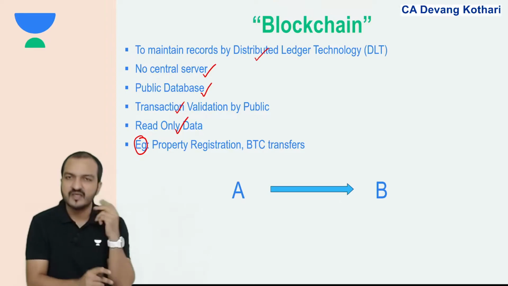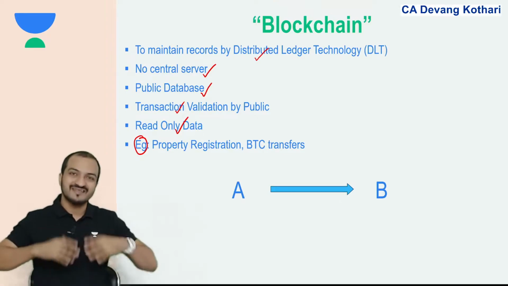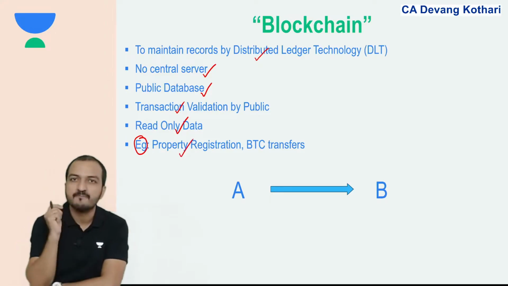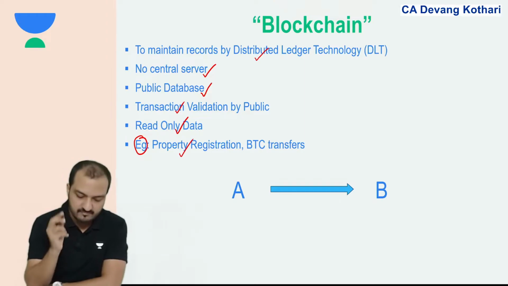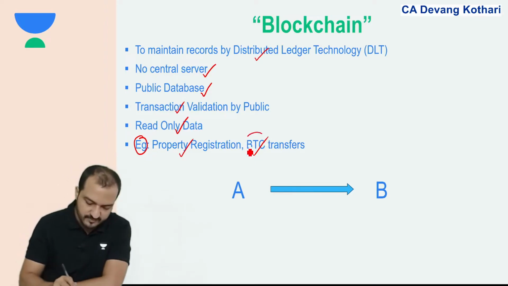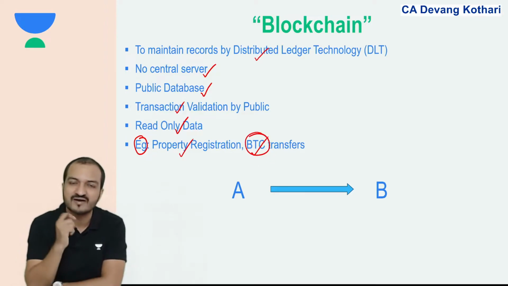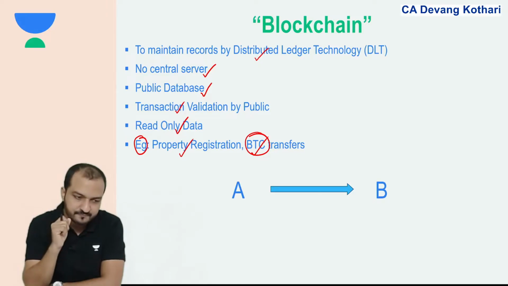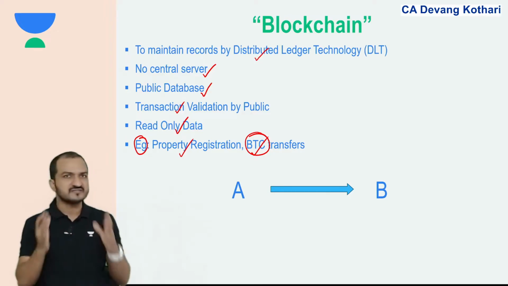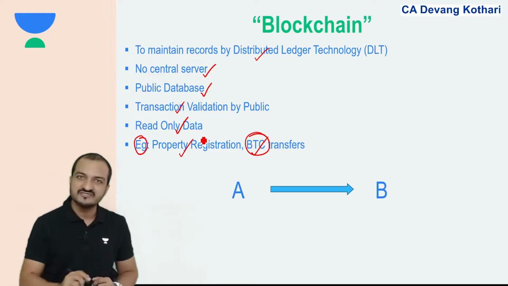Now this concept can be used at various places. For example, it can be used for property registration, or it can be used for Bitcoin transactions. As of now, it is very commonly used in case of Bitcoin transactions. Bitcoin, you might have heard of, cryptocurrency, right? So blockchain is not used only for Bitcoin. It is a concept which can be used at many places. Let's say, for example, property registration.